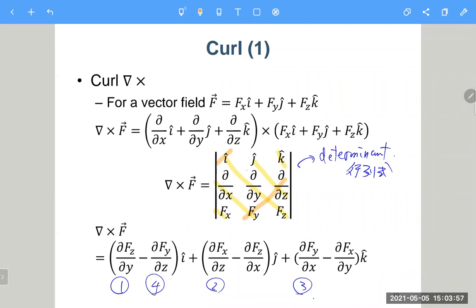And then we have j partial x f_z. So this is the fifth term, and finally we have k partial y f_x. This is the last term. So this is how we expand the 3 times 3 determinant into 6 terms like this. So this is how we calculate the curl in the Cartesian domain.